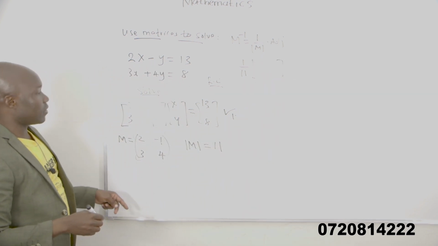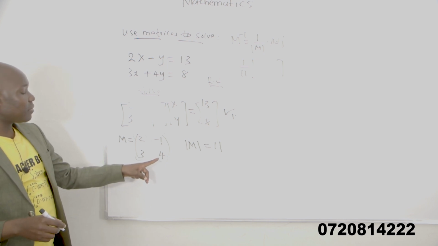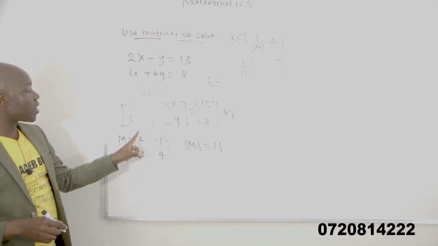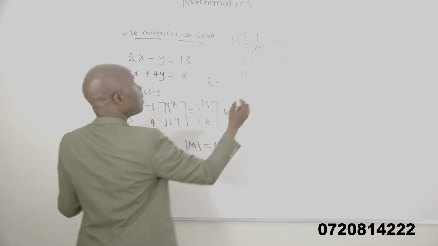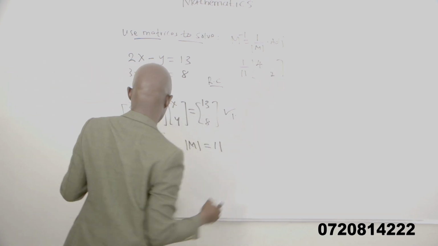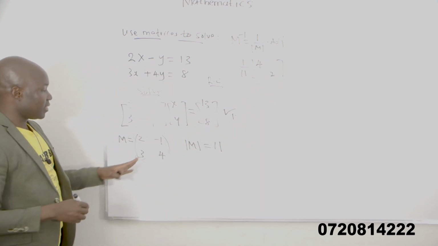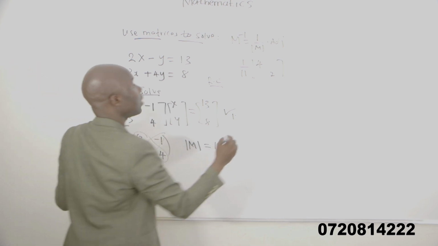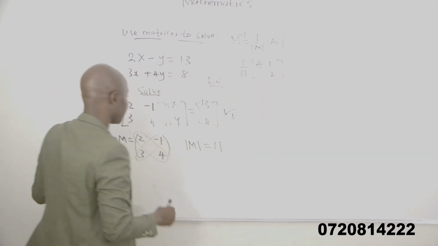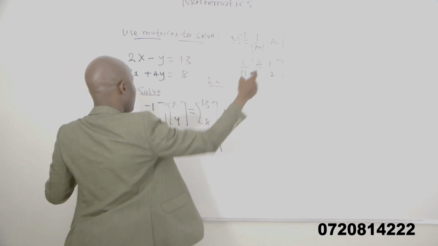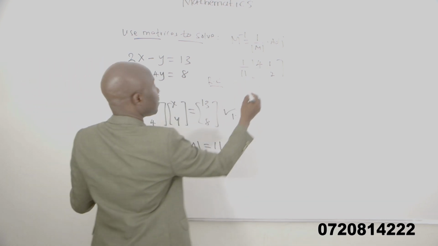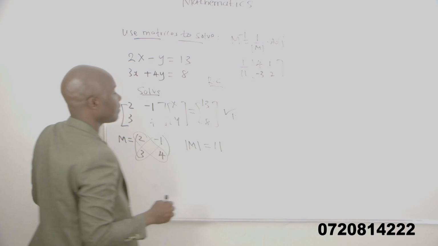How do we get the adjoint of a 2 by 2? They shift the positions of the leading diagonal. 4 comes here, 2 goes down. So we have 4 and 2. The other entries in the minor remain, but they change the nature of their sign. If it was negative, it becomes positive. If it is positive, it becomes negative.